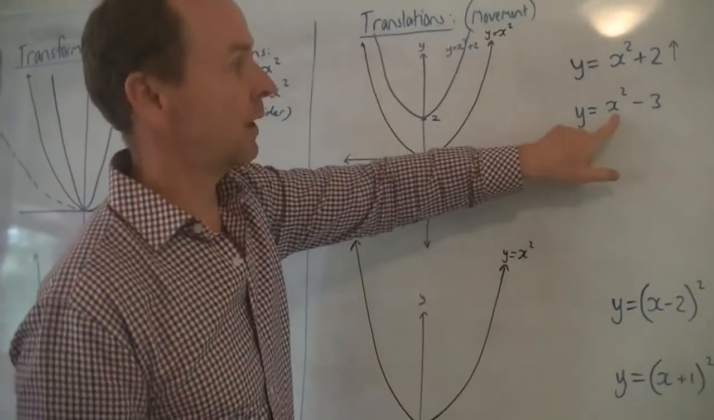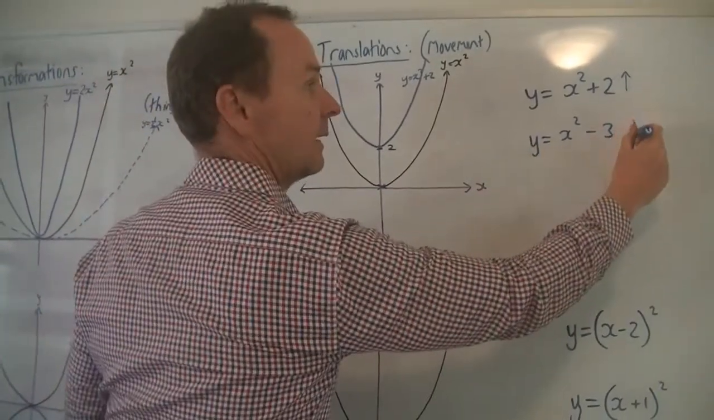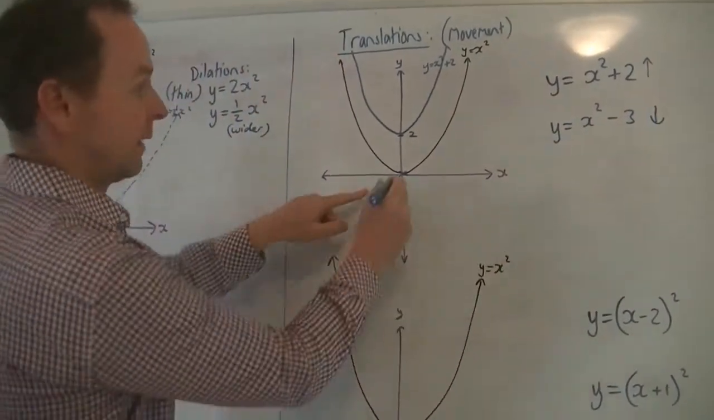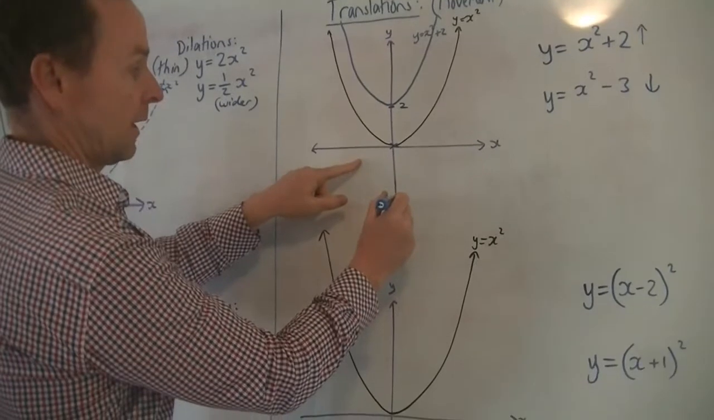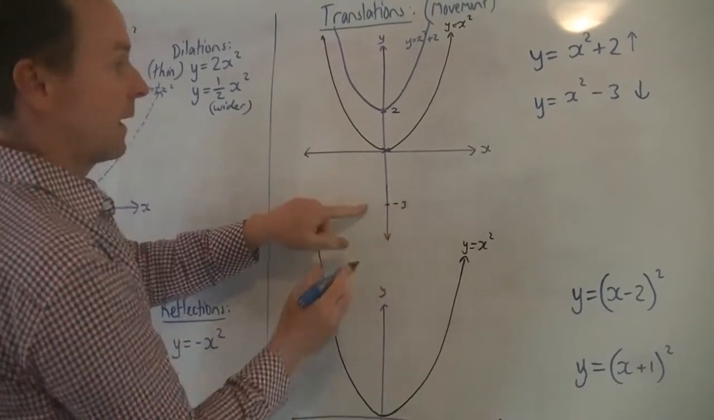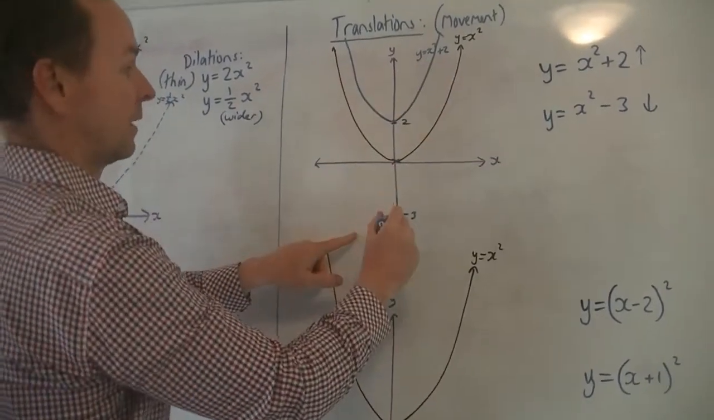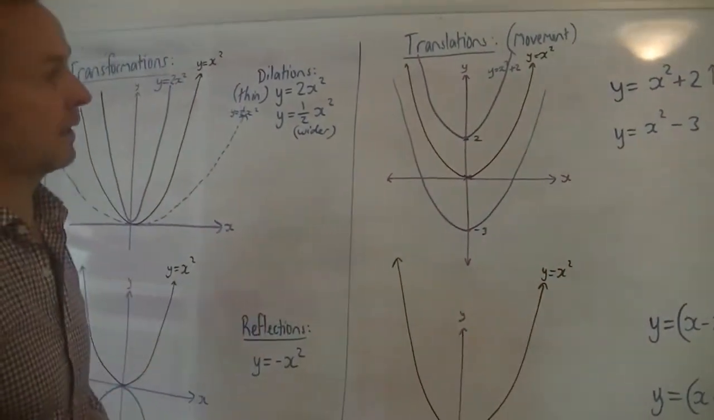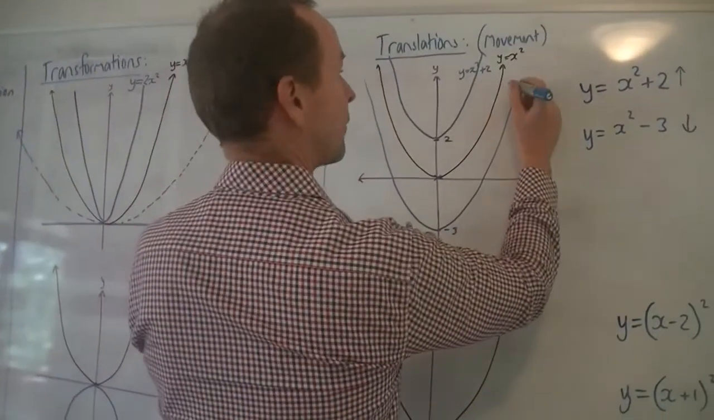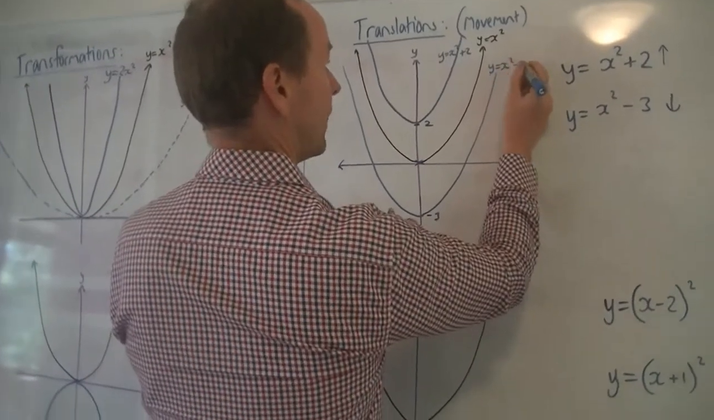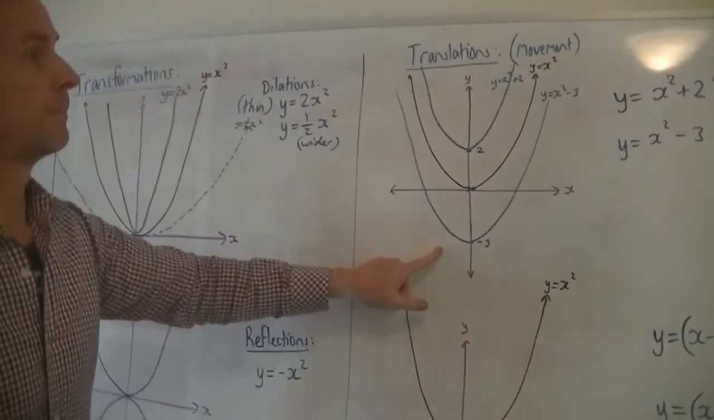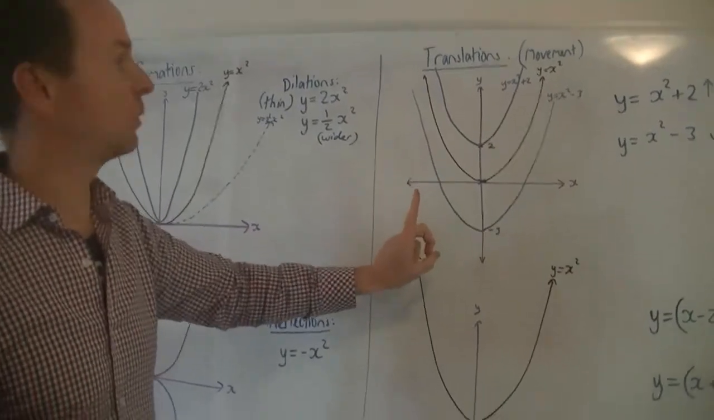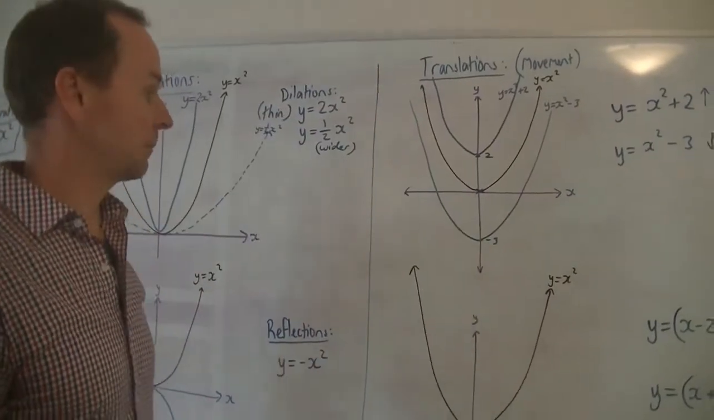And the next one is y equals x squared minus 3. Yes, you're right, you move it down 3. So there's that turning point. You find minus 3, which is there, and it's the exact same graph. So try to make it exactly the same. It's not wider, it's not thinner, and that one there, it's just moved down 3. So y equals x squared minus 3. Okay, so that's your first translation, moving it up or moving it down.